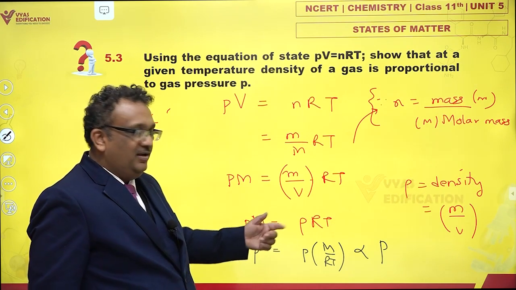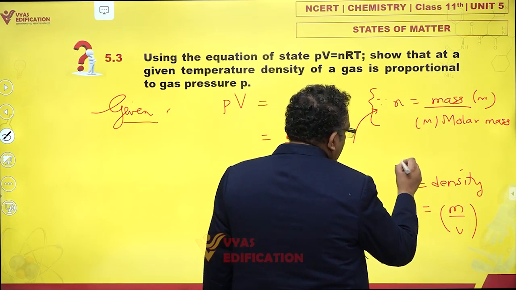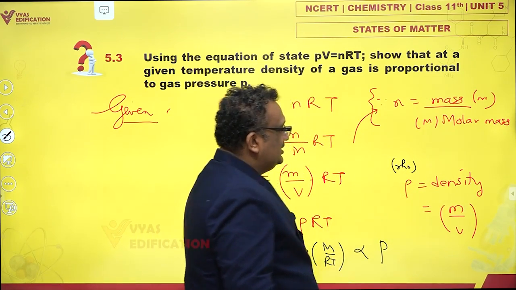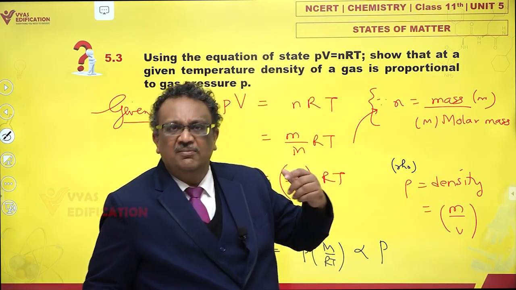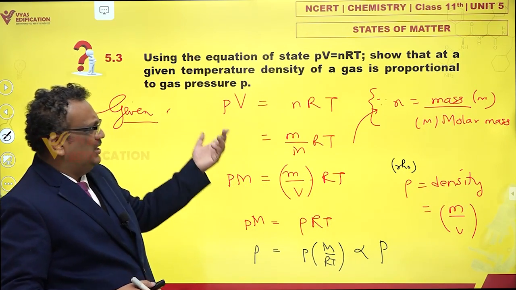If you don't like the letter rho, instead of rho, you could write D. Rho. This is how it is pronounced, rho. Sometimes people like to use the small d as a density term. You can use that also.